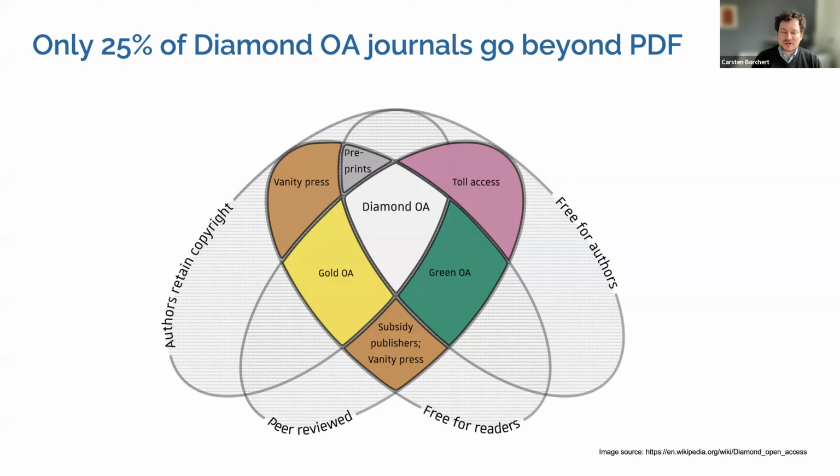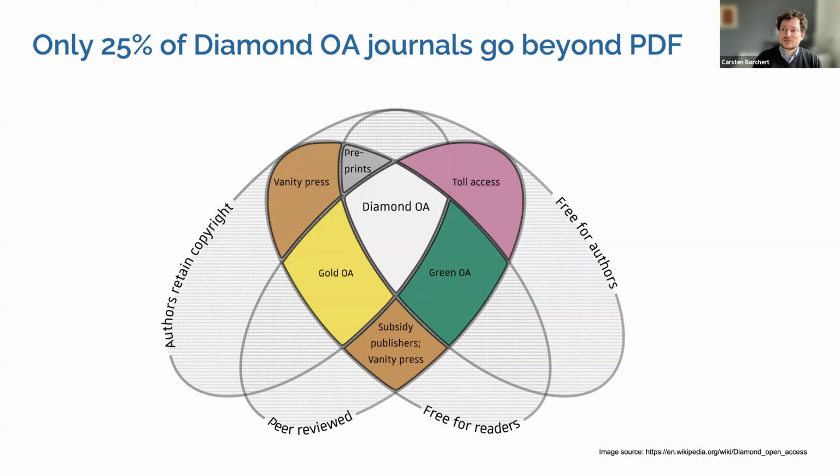We all know about open access, and especially Diamond Open Access. I have it here as a source from Wikipedia. Diamond Open Access is basically free for everyone, free for readers and free for authors. Usually those Diamond Open Access journals are connected to institutional publishing. And one thing 75% of those institutional publishers have in common: they don't go beyond PDF.